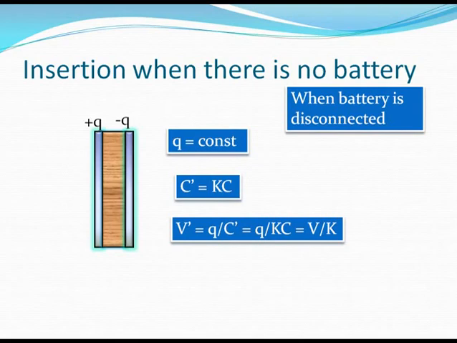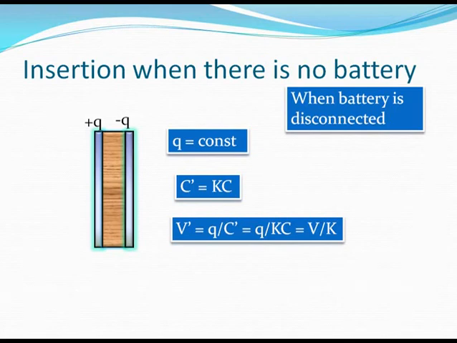The potential difference is Q divided by C dash. Now Q is still constant, but C dash is K times C. So the net potential difference across the capacitor plates becomes 1 by K times the initial potential difference. And what about the energy stored in the capacitor?